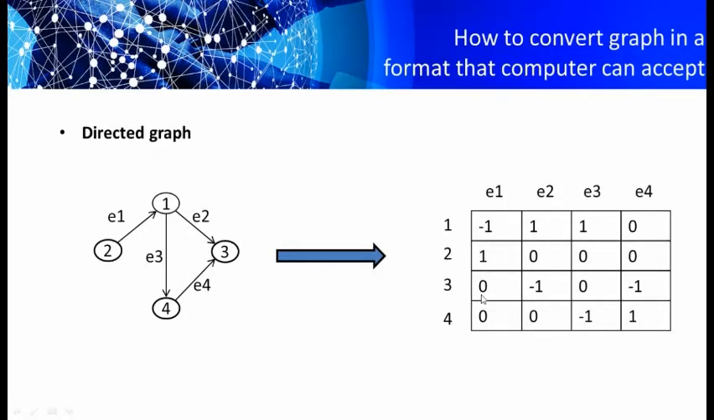In a directed graph, we can define the incidence matrix with directions. If the direction is out of that node, we define it as 1, and if the direction is into that node, we define it as -1, and otherwise 0, like that.